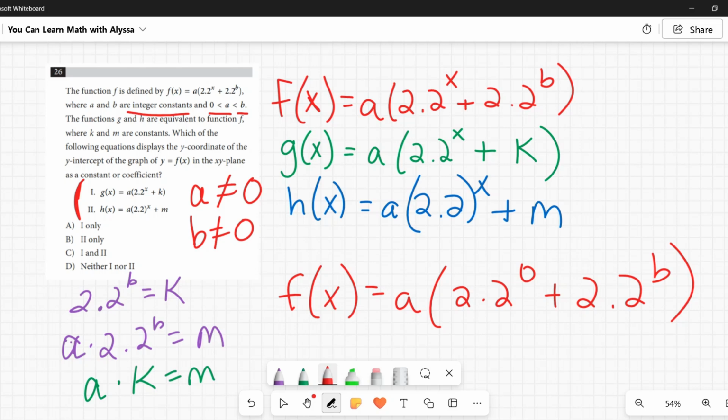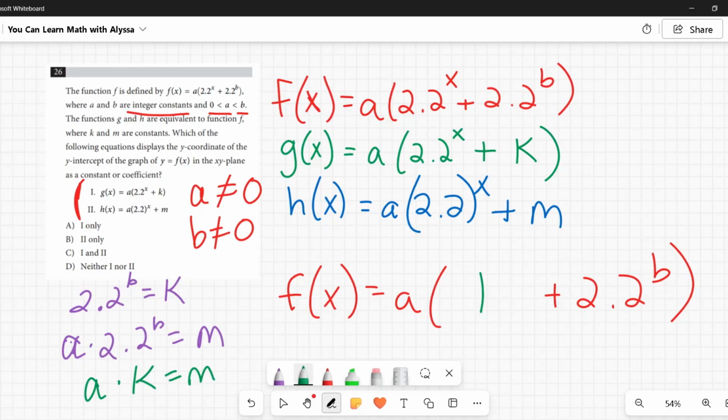So a times 2.2 to the power of 0 plus 2.2 to the power of b. What is 2.2 to the power of 0? Any number besides 0 to the power of 0 is 1. So a times 1 plus 2.2 to the power of b. So my y-intercept is going to be a times 1 plus 2.2 to the power of b.